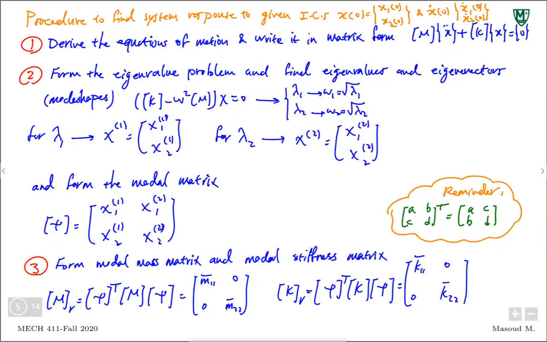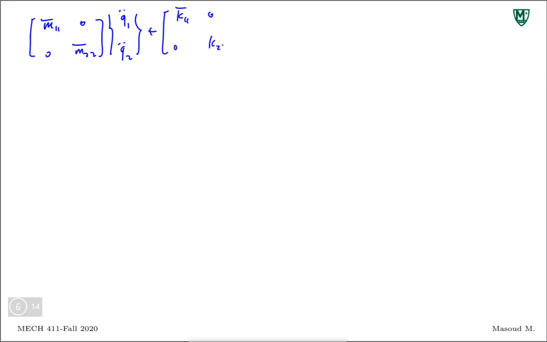All right, so if you do this, you're going to get your decoupled equation, right? You're going to get it as m11 bar, 0, 0, m22 bar, times q1 double dot, q2 double dot, plus k11, 0, 0, k22, times q1, q2, equals 0, 0. It's a decoupled equation. Now here are a couple of things that you have to do before you can actually do the transformation and everything that works fine.